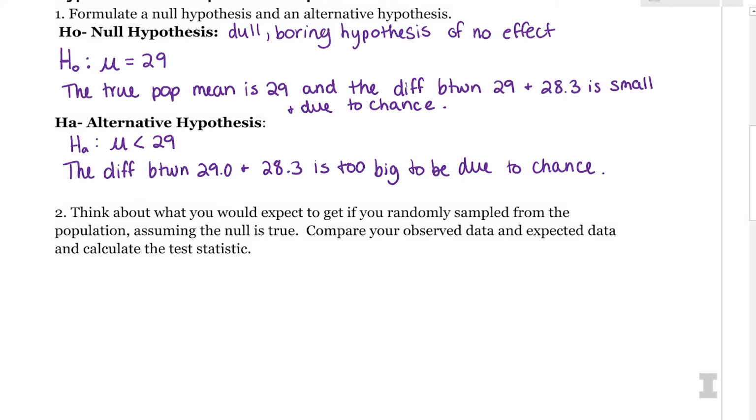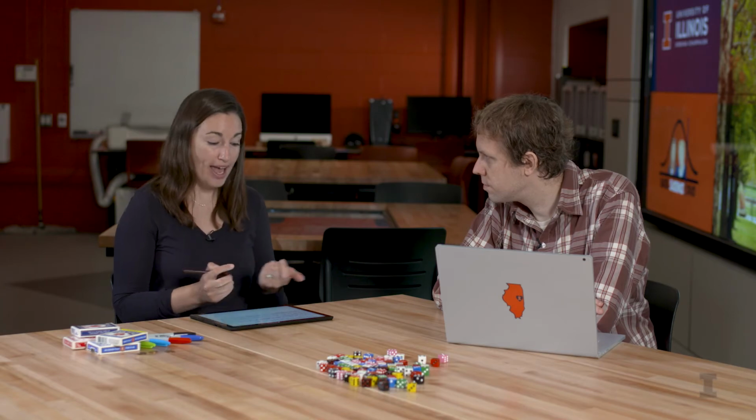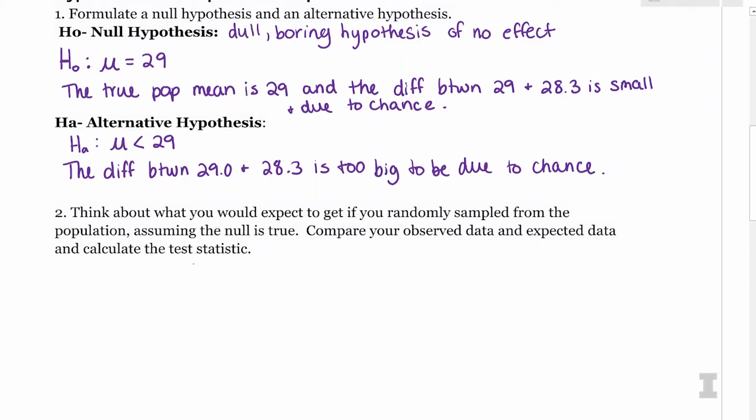So assume there's nothing weird going on until the end of the test. It says to compare your observed data and expected data and calculate the test statistic. Your test statistic is basically a standardized measure of your difference. And in this case, we are doing a one sample z-test.